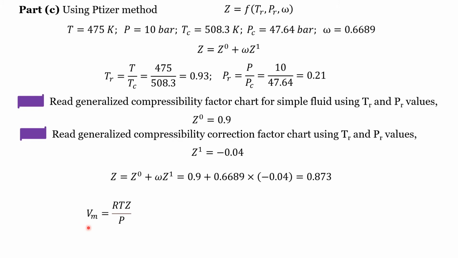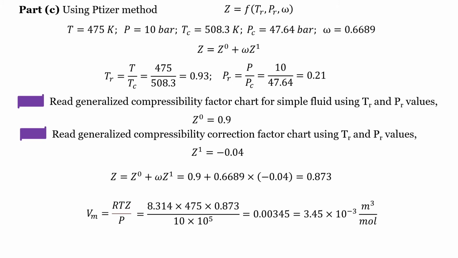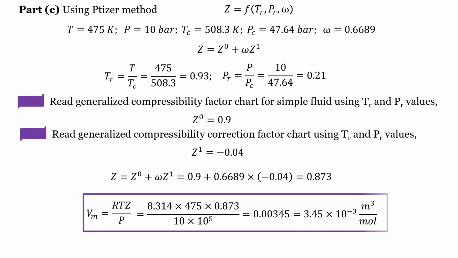Now using this Z we can estimate the molar volume. So we can write molar volume equal to RTZ by P. Now all parameters are known. So by putting all values we can estimate molar volume. So this is the molar volume.